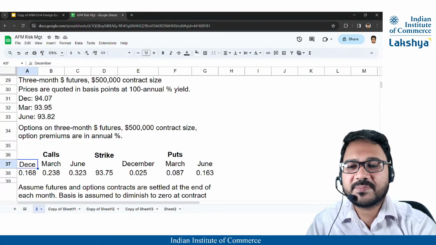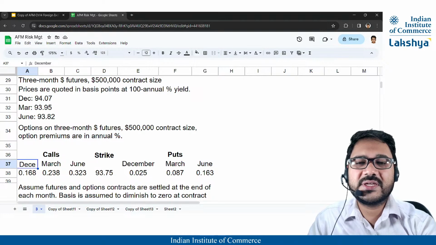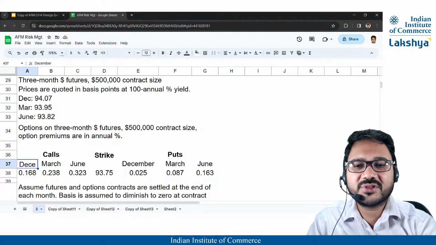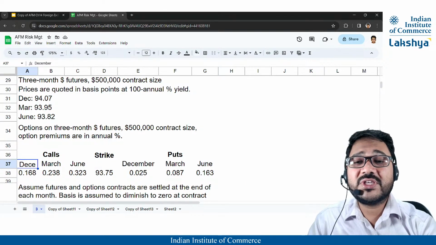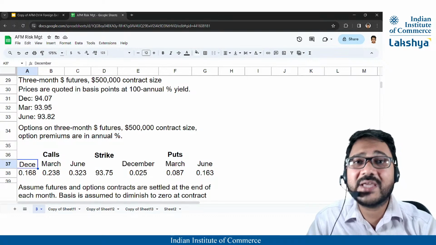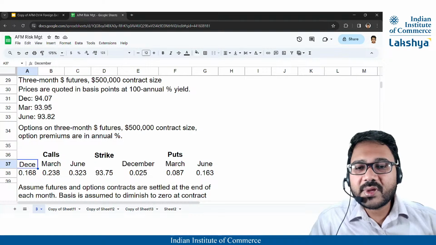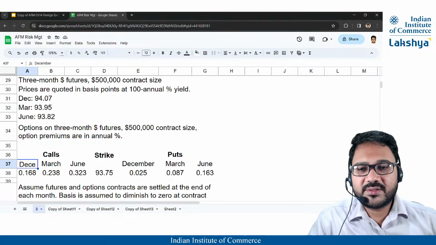Okay, anyways, in this particular case, it is a borrowing or a loan. That means we are selling bonds. That means we are selling futures. That means we want the right to sell. So we shall buy the right to sell. We shall buy put options. Okay. Which expiry? March expiry.